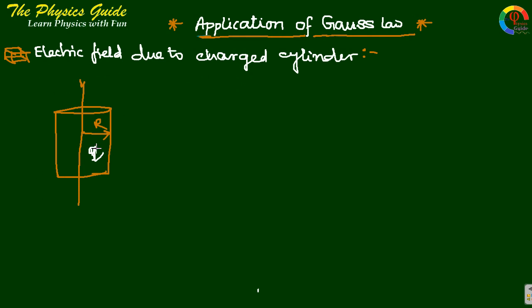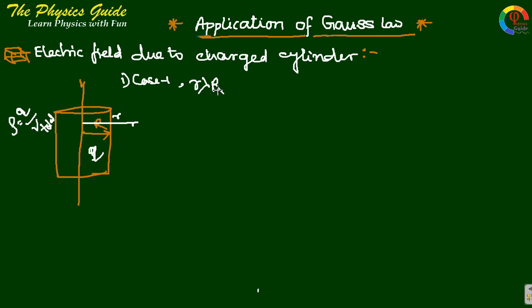This is a solid cylinder of radius R and total charge q, and volume charge density rho, that is, rho equals q by total volume. Let, for case 1, we want to measure the electric field outside the cylinder. Let this be the point outside the cylinder, and this is the small r, so the condition is small r greater than capital R.